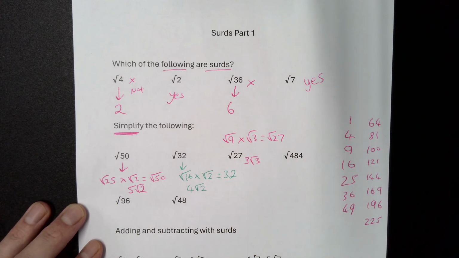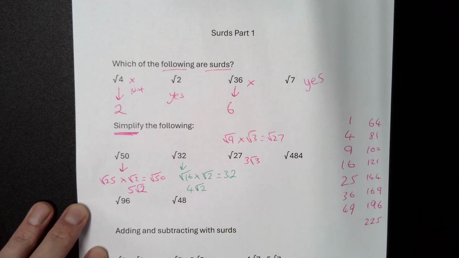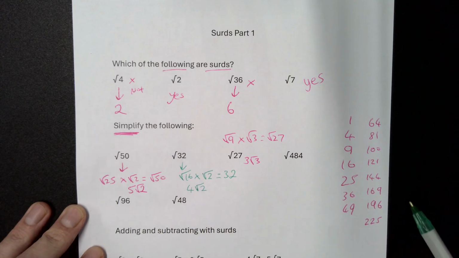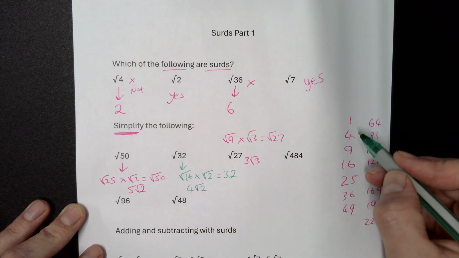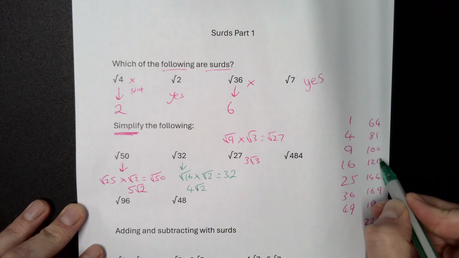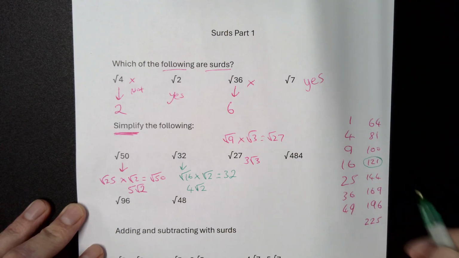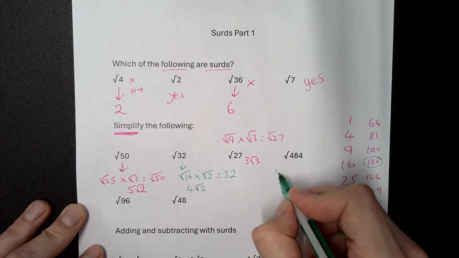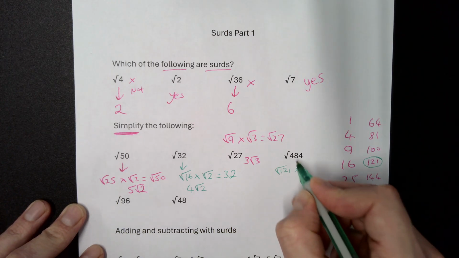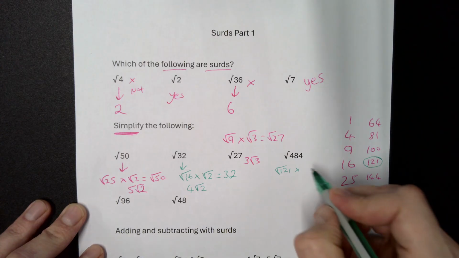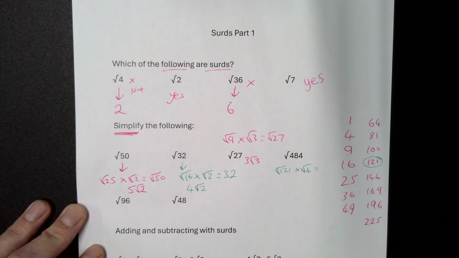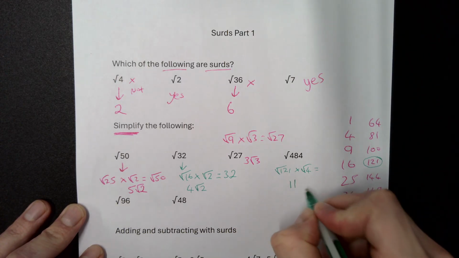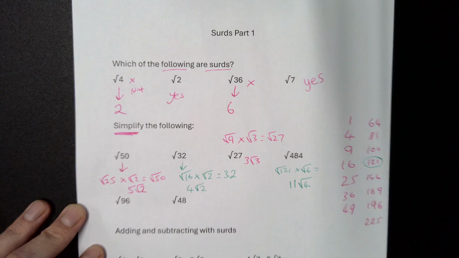Okay. Now 484, quite a large number. It's in the fours, but is there a bigger factor? That's a square number that goes into 484. And looking down the list, we can pick 121. Okay, 121 times 4 makes 484. Root 4. Square root of 121 is 11, so that's 11 lots of root 4.